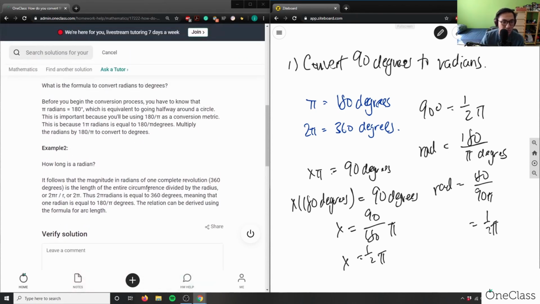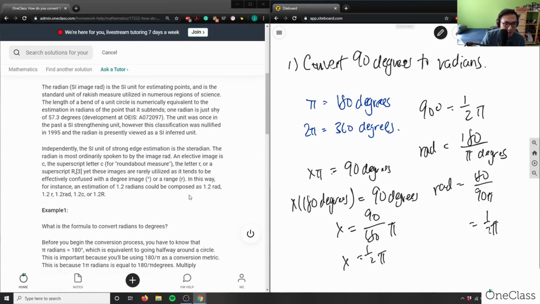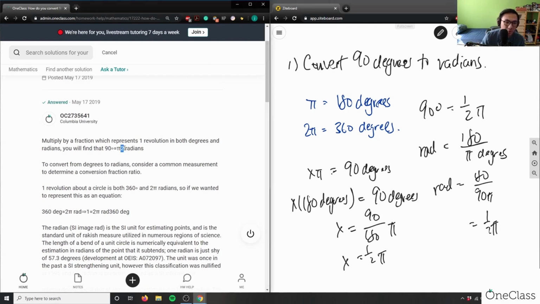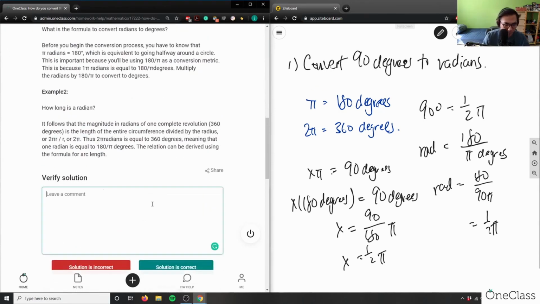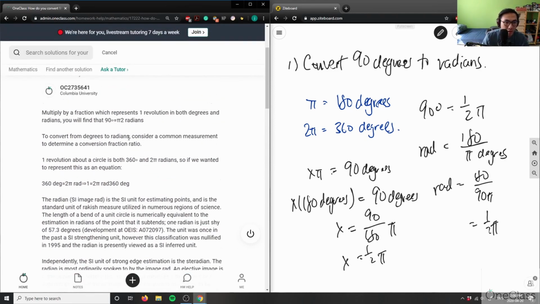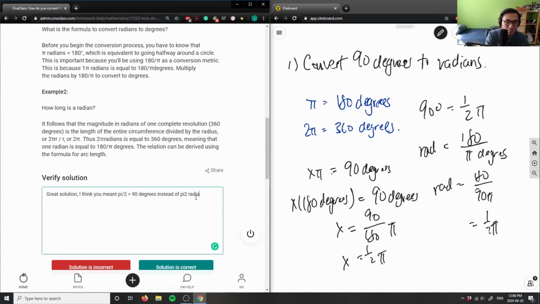Therefore, I don't think they answered the question here. That's so weird. I don't know where pi over 2 is. Oh, this here is pi over 2, maybe. I think they should have written a slash here. So let me just verify this here. So great solution. I think you meant pi over 2 equals 90 degrees instead of just pi 2. Is that what they wrote? They wrote pi 2, right? Yeah, pi 2 radians.